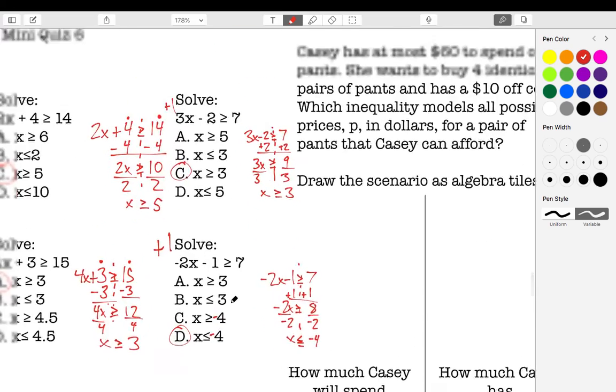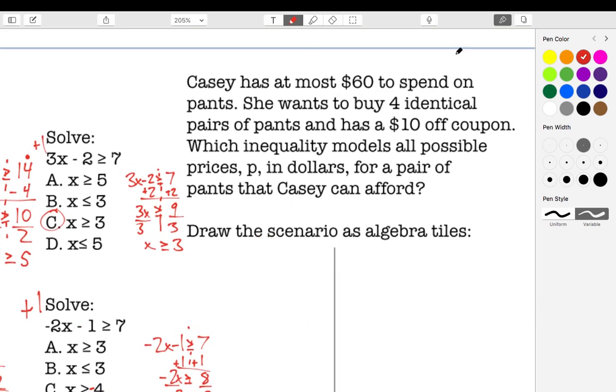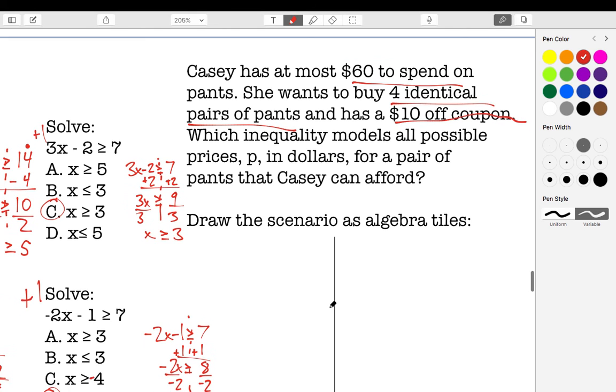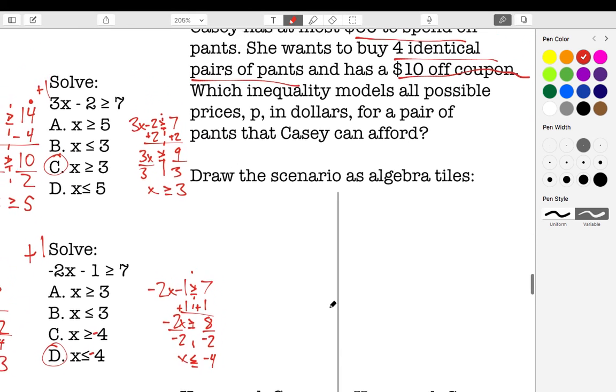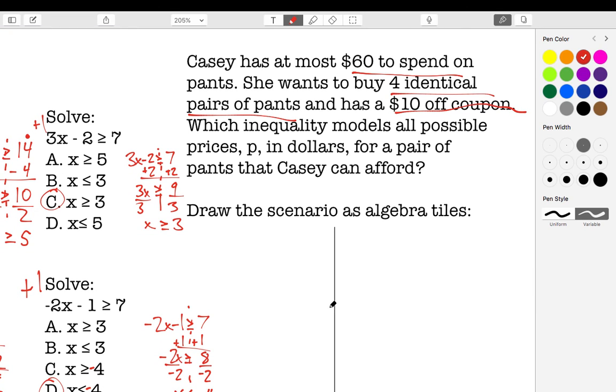Okay, Casey has at most $60 to spend on pants. She wants to buy 4 identical pairs of pants and has a $10 off coupon. Which inequality models all possible prices P in dollars for a pair of pants that Casey can afford? So we're going to draw the scenario out. How many pairs of pants is Casey going to buy? 4, and they are all the same price, right? So you can draw your pants.